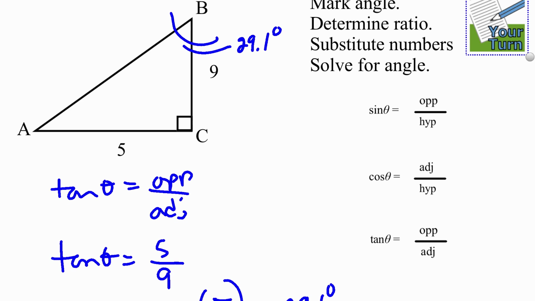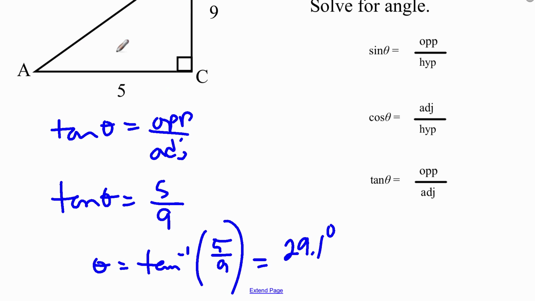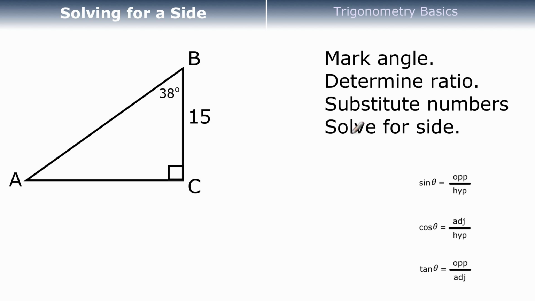Okay, good. So that is solving for an angle. We also need to solve for a side. For example, if I'm given an angle and one of the sides, I should be able to solve for either of the other two sides using these ratios. Let's pick this side. We'll call this one x. Or maybe it's side C. Let's use a little c.